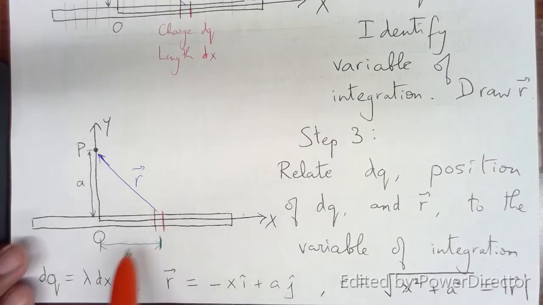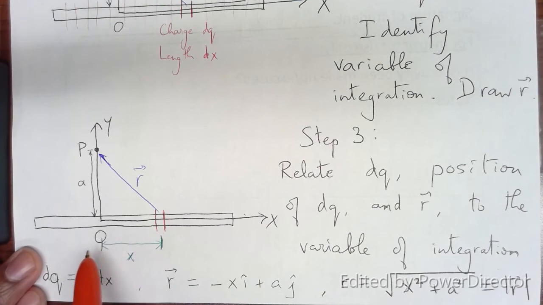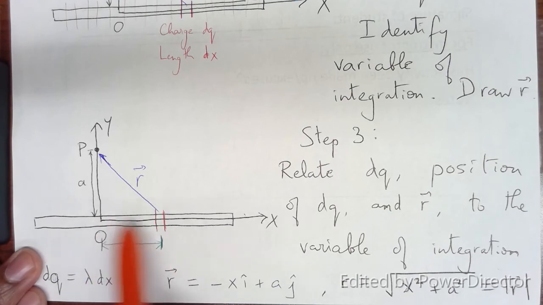I want to emphasize a step which I kind of glossed over, which is that the position of dq is a distance x from the origin.